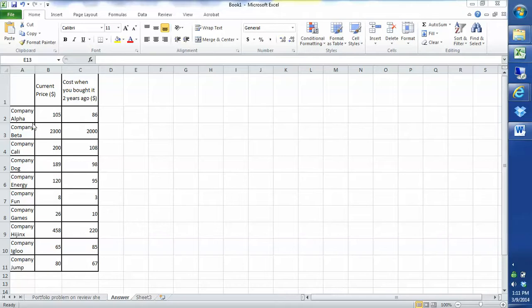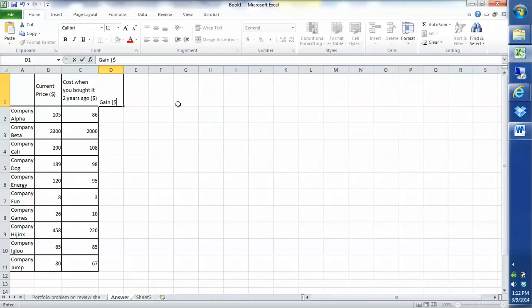Okay, let's take a quick shot at the portfolio problem on the review sheet. The first thing we want to do in looking at this is determine what additional information we need to be able to answer the questions. Well, the first column we want to add is a gain in dollars.